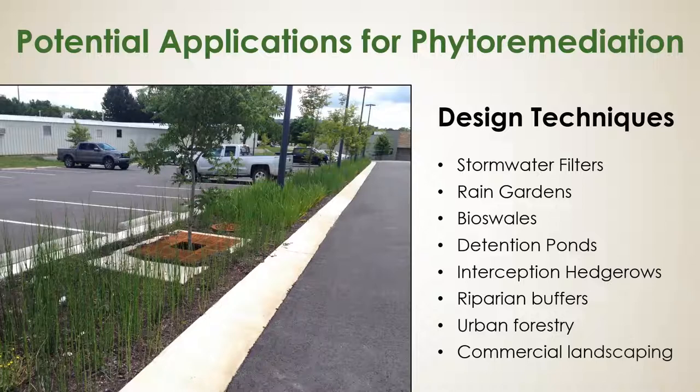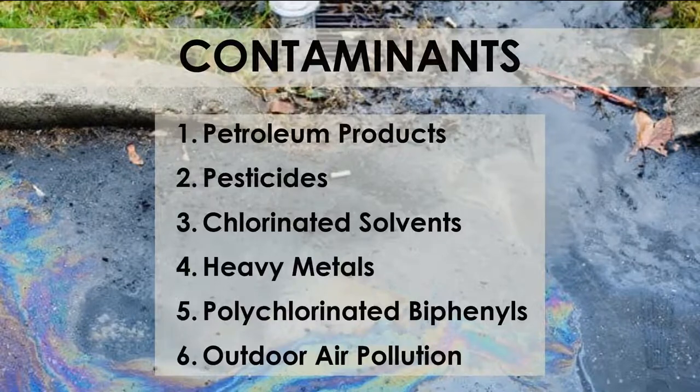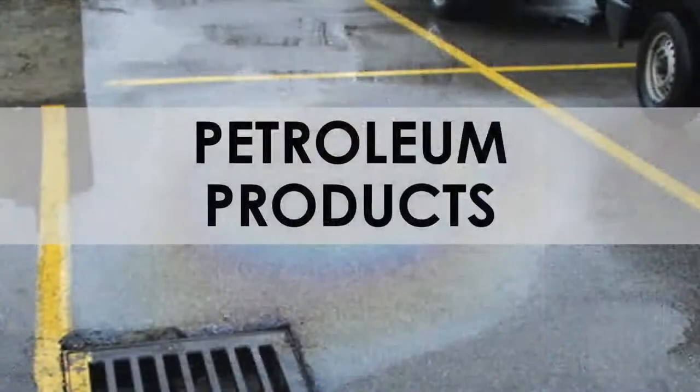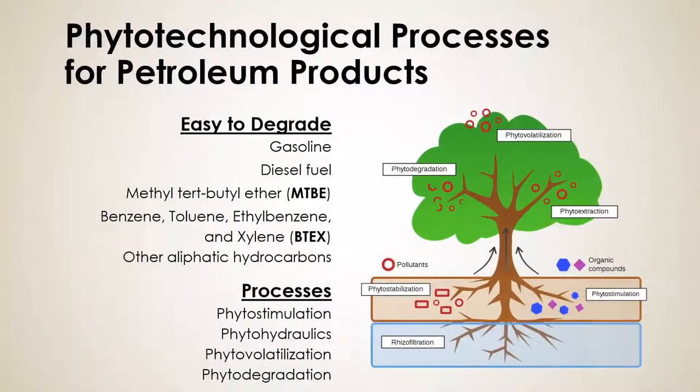So we can help sustain or support not just bird and insect populations, but also help improve the environment as well. The contaminants I'm really going to focus on in this presentation are petroleum products, pesticides, chlorinated solvents, heavy metals, polychlorinated biphenyls, and outdoor air pollution. So start off with petroleum products. What are the techniques that we use to degrade these?